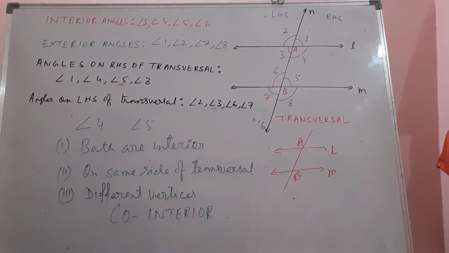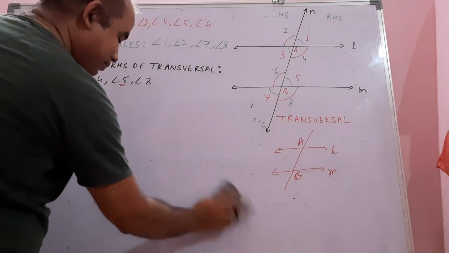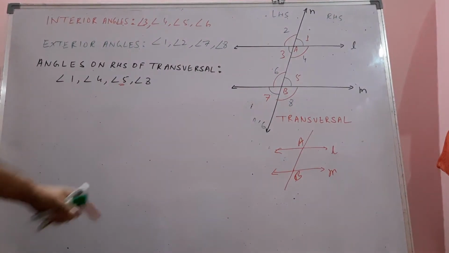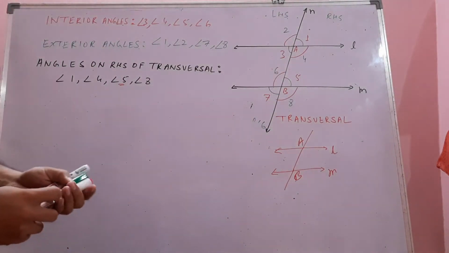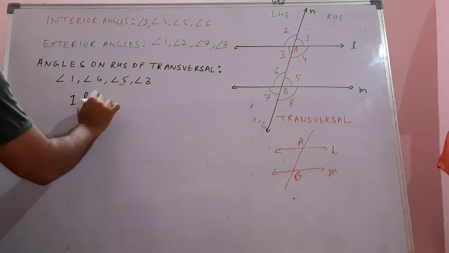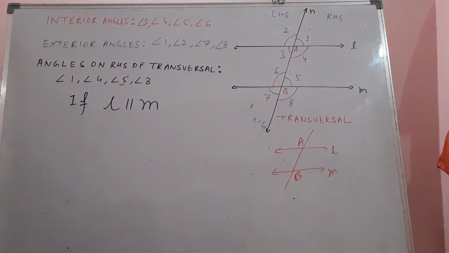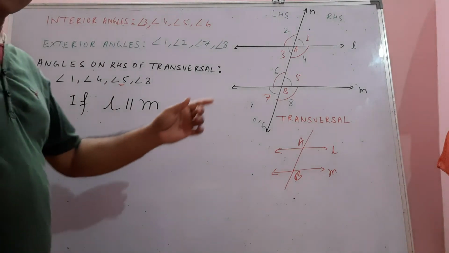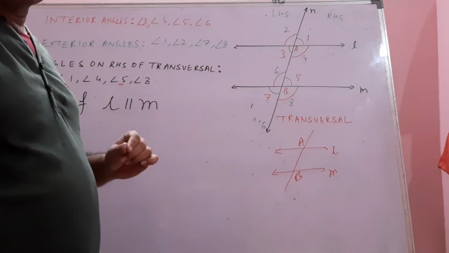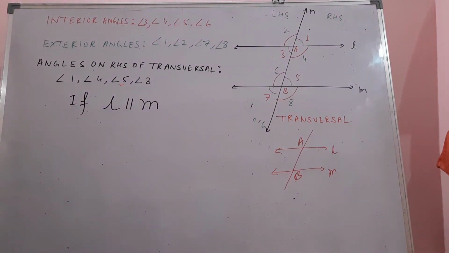We have not said anything about L and M. Suppose L and M are parallel. That means the two lines which are intersected by the transversal are parallel. If line L is parallel to line M, then you get some results regarding our corresponding angles, alternate interior angles, and co-interior angles. What are the results you get?